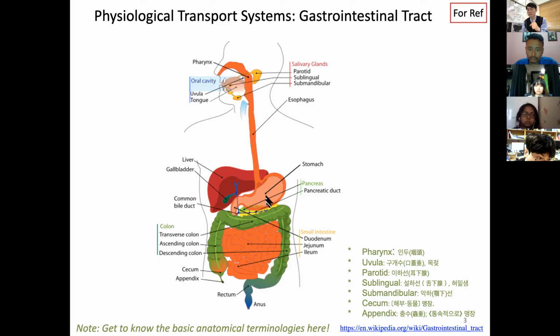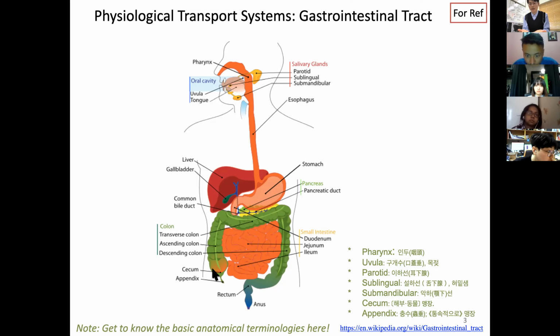And then it comes down to the stomach. Okay, the stomach is below your diaphragm. And then it gets down to the small intestine, called duodenum, jejunum, and ileum. So 3 parts for the small intestine, and it goes to now enter into your large intestine, which is first beginning at the cecum.